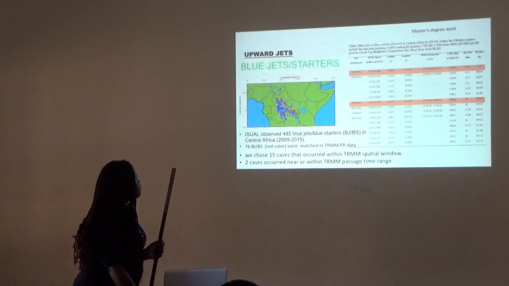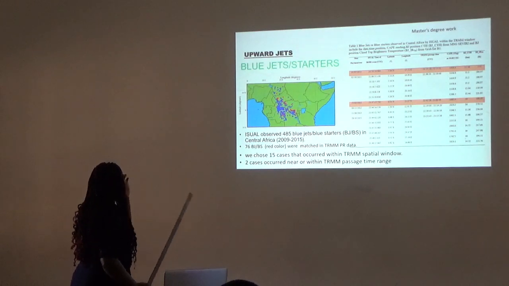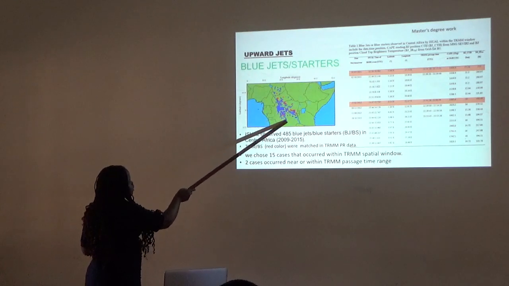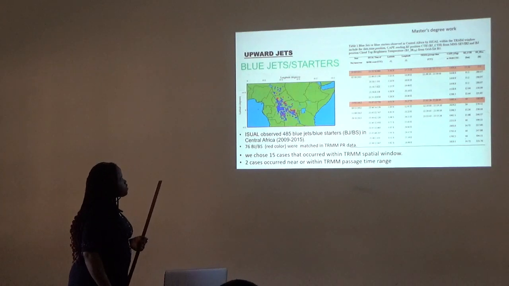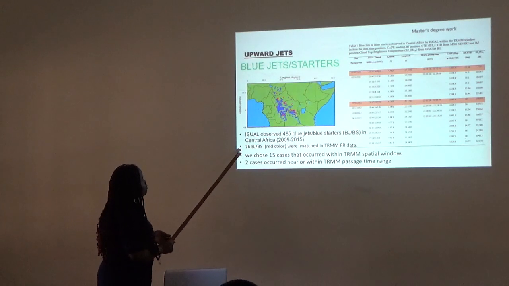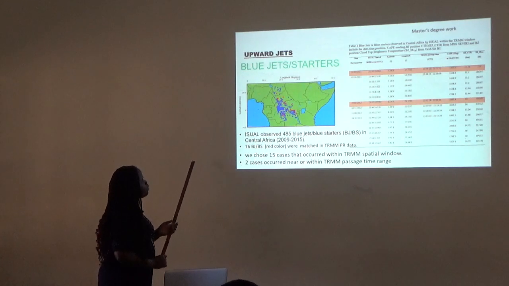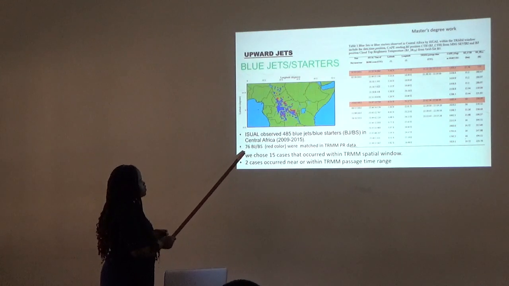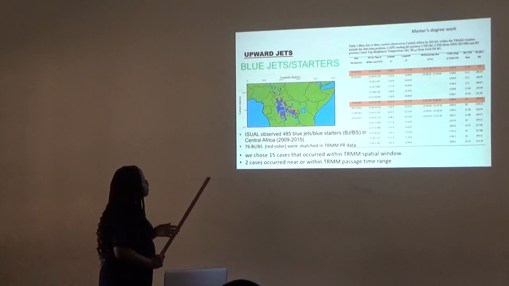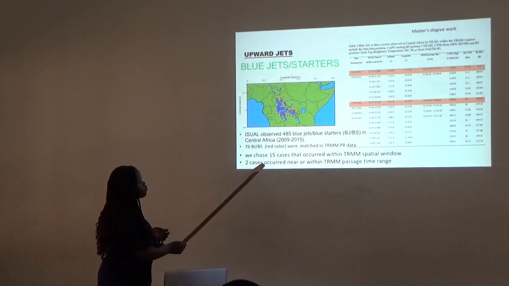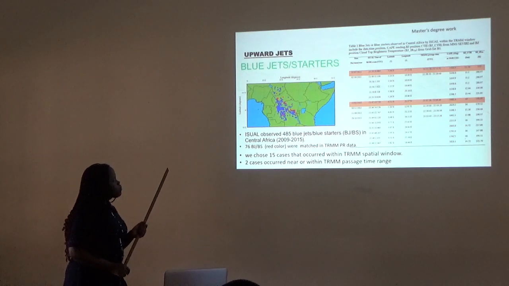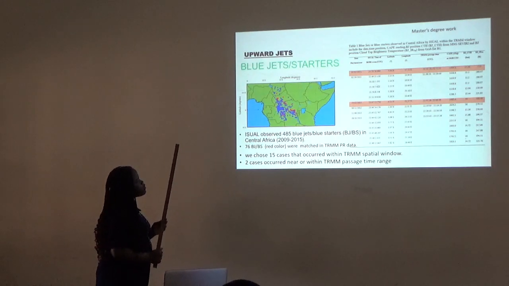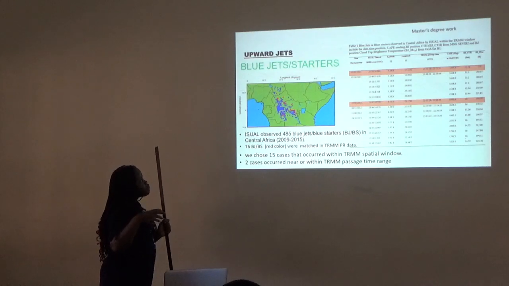So I'll show you some of my results. These are the results I got at Masters. These are the ISS data sets, all the ISS data sets that I observed for this region of Central Africa. We observed very many cases, 485. But for our study, when we matched with the TRIM data sets, we got 76 blue jets, which are the ones in red color. For this observation, we only took the 15 that were within this TRIM spatial window. Again, we limited it to 2 cases, and these are the only ones when TRIM passed through.